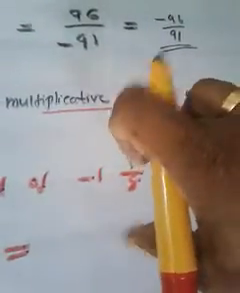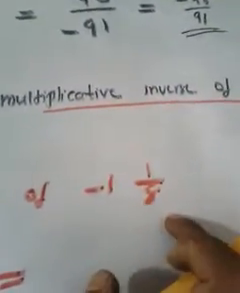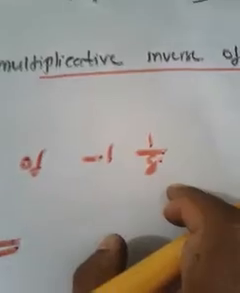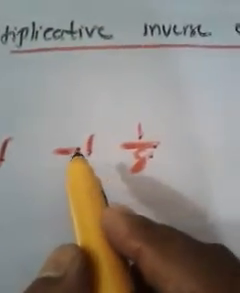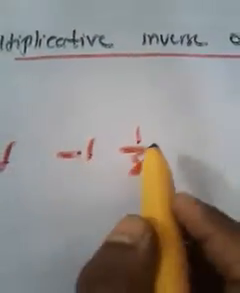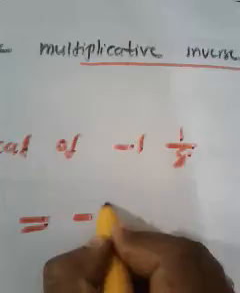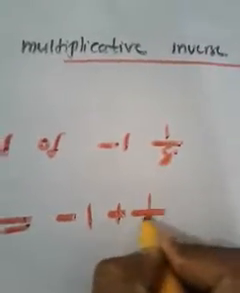This is the reciprocal. But this is not a fraction. This is a mixed fraction. First of all, you have to make it as a proper fraction. How can we make a mixed fraction into a proper fraction? Here it means minus 1, 1 by 8. It is read as minus 1, 1 by 8. It means minus 1 plus 1 by 8.